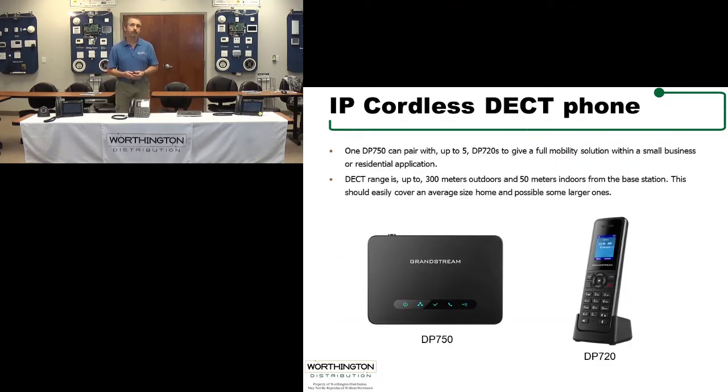Cordless phones are very simple. They use a DECT phone called the 720. It goes to a base called the 750, and you have a range of about 300 meters outdoors or 50 meters indoors, and it all depends on the construction of the building. You can add multiple handsets to the one base station to allow you to support more users, and you can also add additional base stations. They don't move from base station to base station, but you can actually register them on all the base stations.